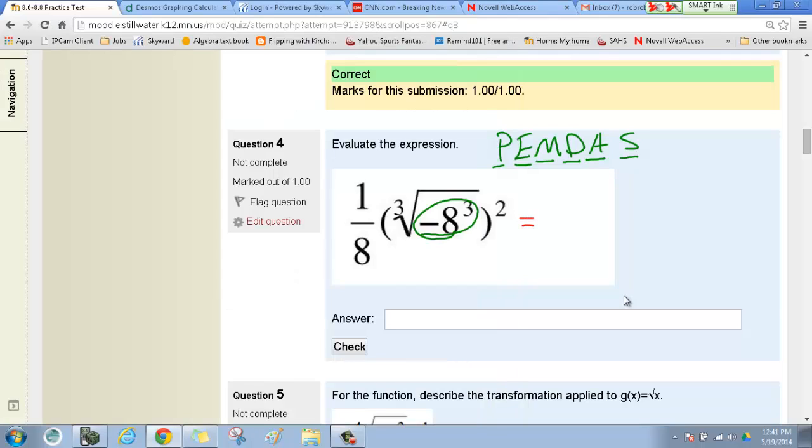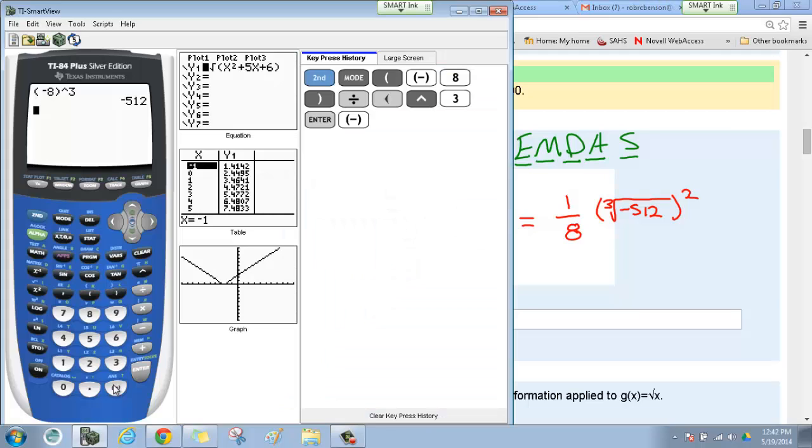And that's -512. Okay? So let's just rewrite this whole thing as 1/8 times the third root of -512 squared. Okay, so now we got to figure out what this third root of -512 is. Remember, the third root of -512 is equal to -512 to the 1/3 power. That's how you could put it in your calculator. So let's do that.